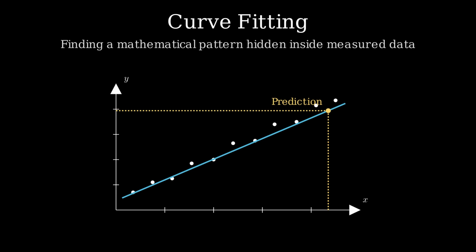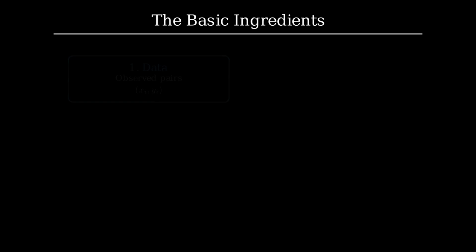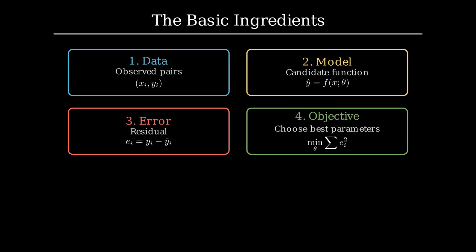not directly measured. Every curve fitting problem has 4 ingredients: measured data, a candidate model, residual errors, and an objective used to choose the model parameters.